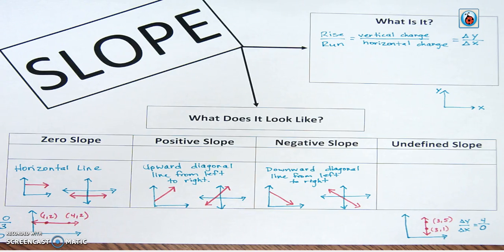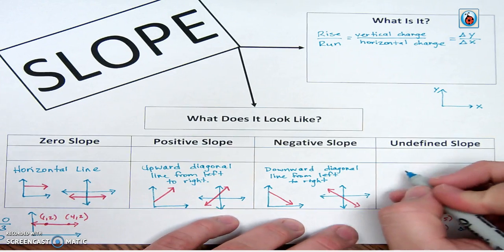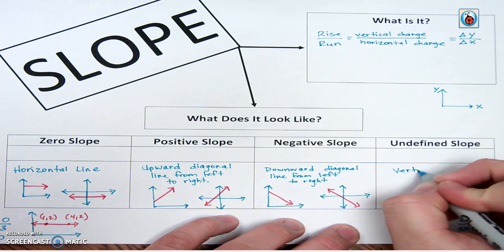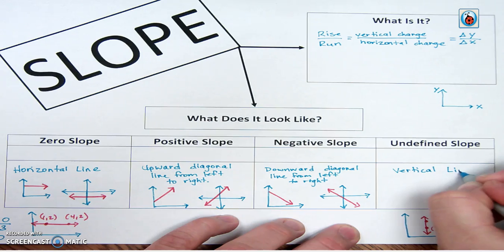4 divided by 0 is 4 things split into 0 groups. I can't do it. If you put 4 divided by 0 in your calculator, you're going to get an error. In math, we call this undefined because I can't have an answer for it. So this is, in fact, undefined slope. An undefined slope is simply a vertical line.